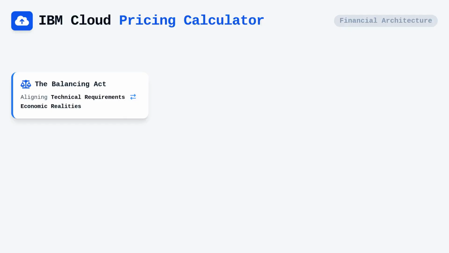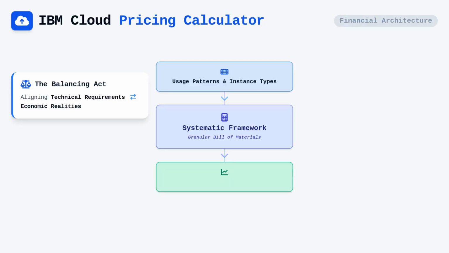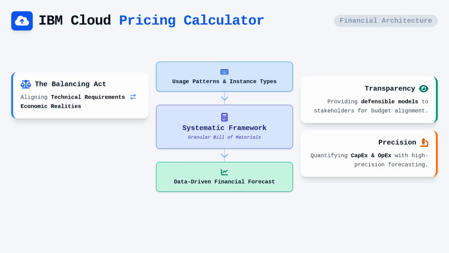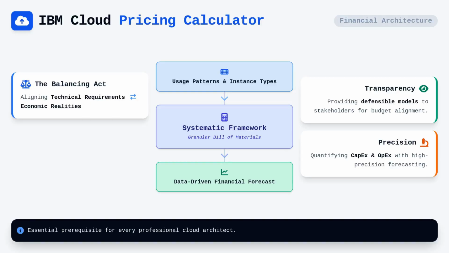It is not merely a tool for providing a rough estimate, but a systematic framework that allows you to construct a granular bill of materials for your proposed architecture. By inputting specific usage patterns, instance types, and storage volumes, you generate a data-driven forecast that accounts for the diverse pricing models inherent in cloud computing. This enables you to present a transparent and defensible financial model to stakeholders, ensuring that your technical choices align seamlessly with the allocated project budget.